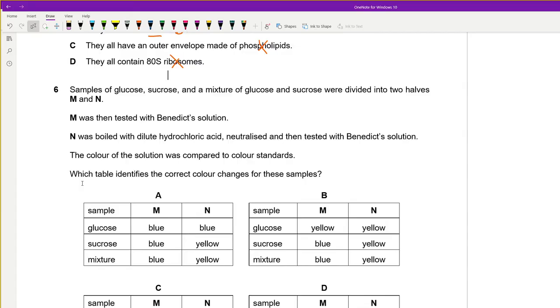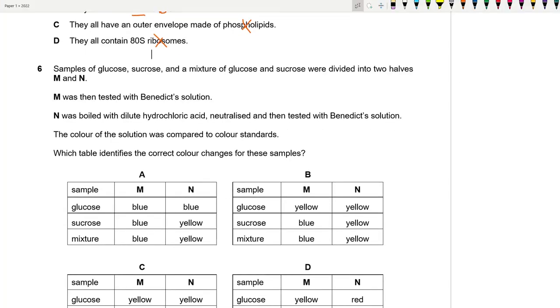Samples of glucose, sucrose, and a mixture of glucose and sucrose were divided into two halves, M and N. M was then tested with Benedict solution. N was boiled with dilute hydrochloric acid, neutralized, and tested with Benedict solution. Okay, so that's the test for reducing sugar. Non-reducing sugar, I mean. We break it down and then it becomes a reducing sugar. The color of the solution was compared to color standards. Which table identifies the correct color change for these samples? So glucose, sucrose, and a mixture of glucose and sucrose.